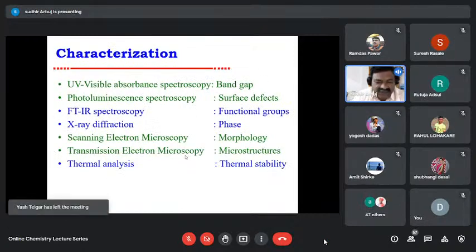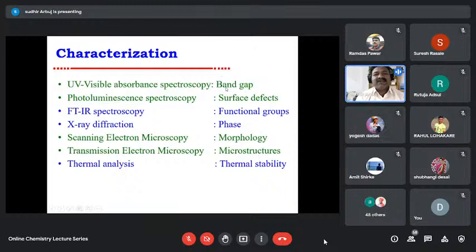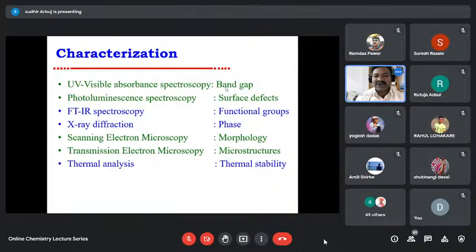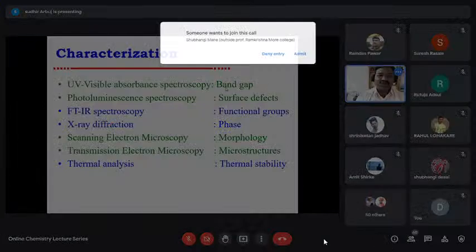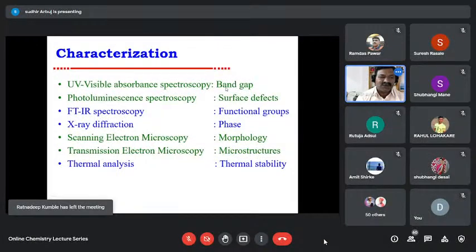So these are the various characterization techniques required for the analysis of our nanomaterial. First is UV-visible absorption spectroscopy. Using this, we can identify the absorption behavior of our bulk material. Basically, the band gap of a material can be determined using this spectroscopy.